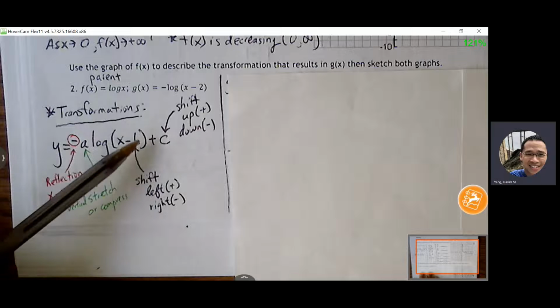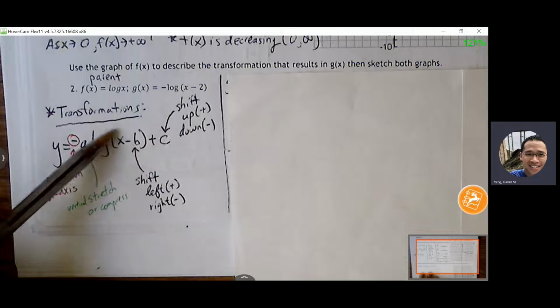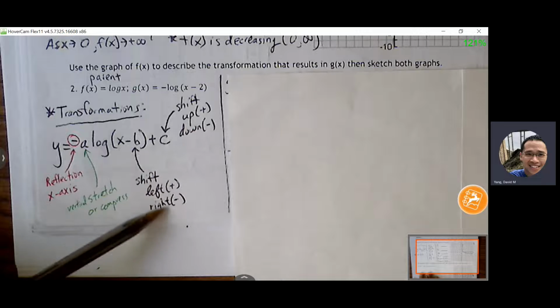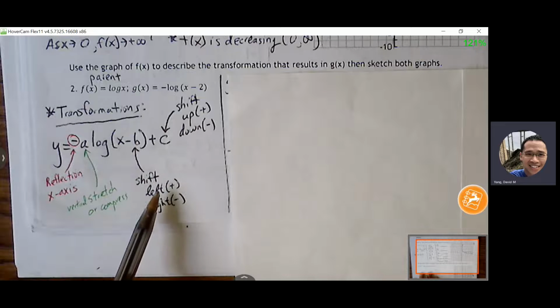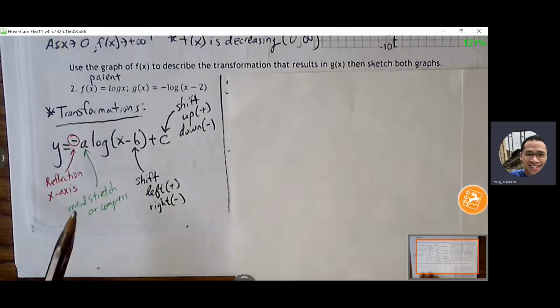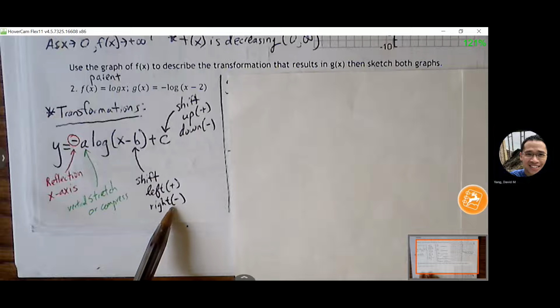Next up is what happens inside the parentheses. If you see a number added or subtracted within the parentheses, that means your parent graph is getting shifted to the left or to the right. So just have to understand that your signs are going to be opposite of what you intuitively are feeling. So that means if you see a positive, it's going to be shifting to the left. If you see a negative, that means it's shifting to the right.